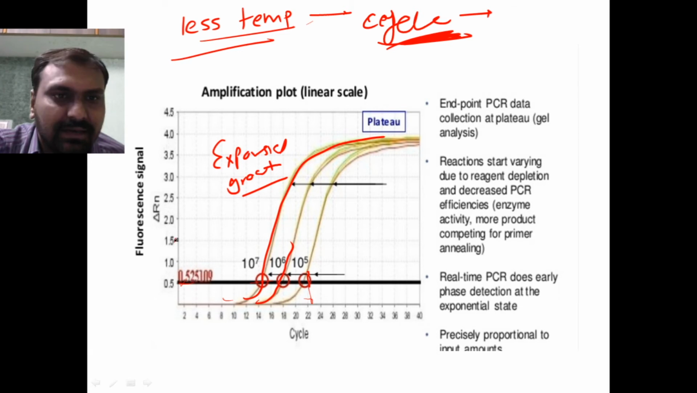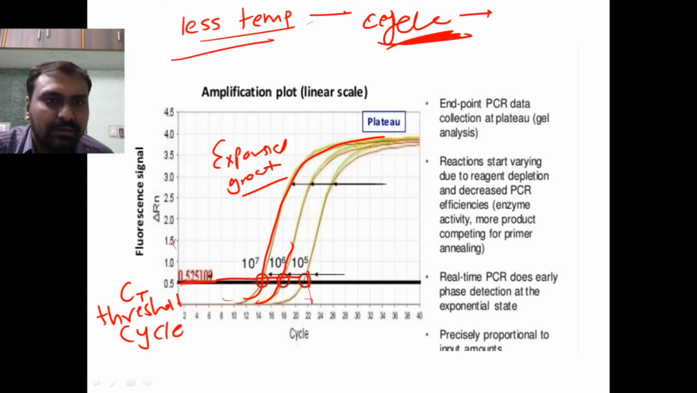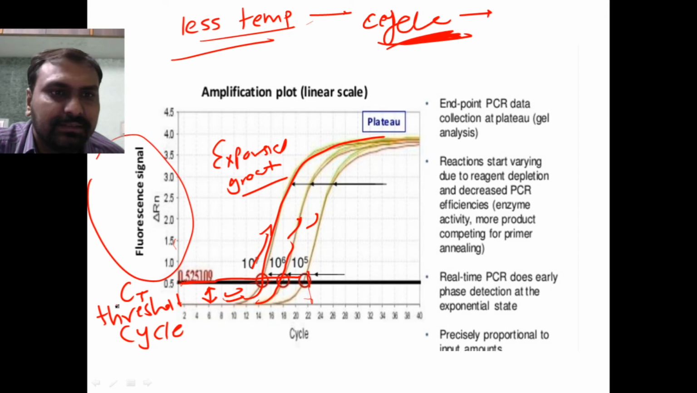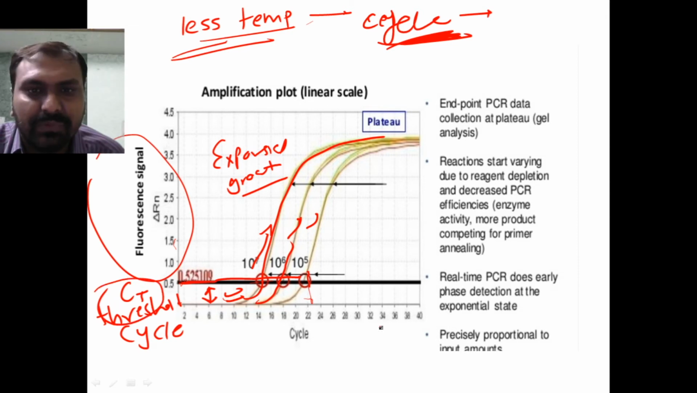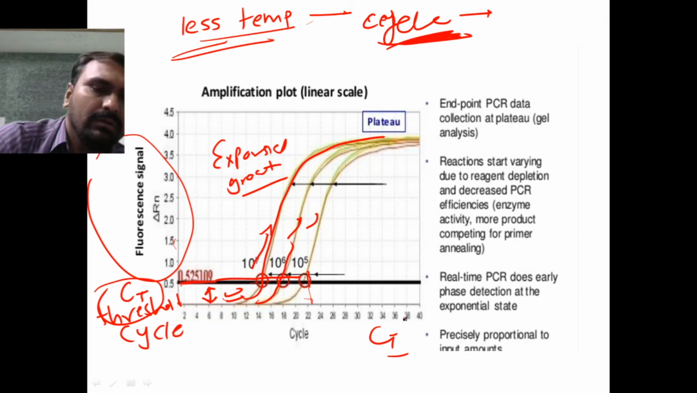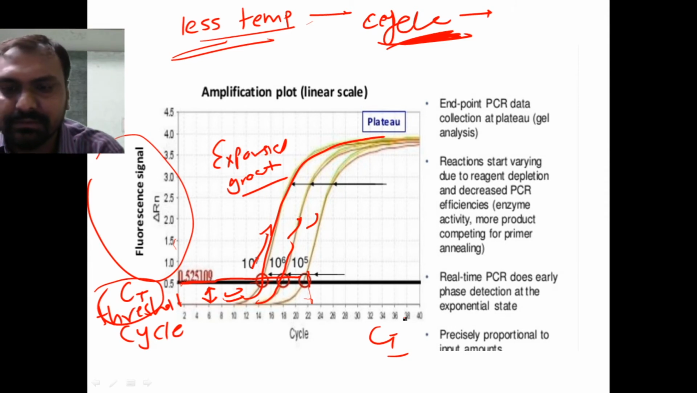This is called the threshold cycle. Below this line there is noise, and above this there is exponential rise in the fluorescence signal. That is called the CT value. This CT value is inversely proportional to the initial template concentration. So the more the template concentration, the less the CT value, or the more the CT value, the less the template concentration.